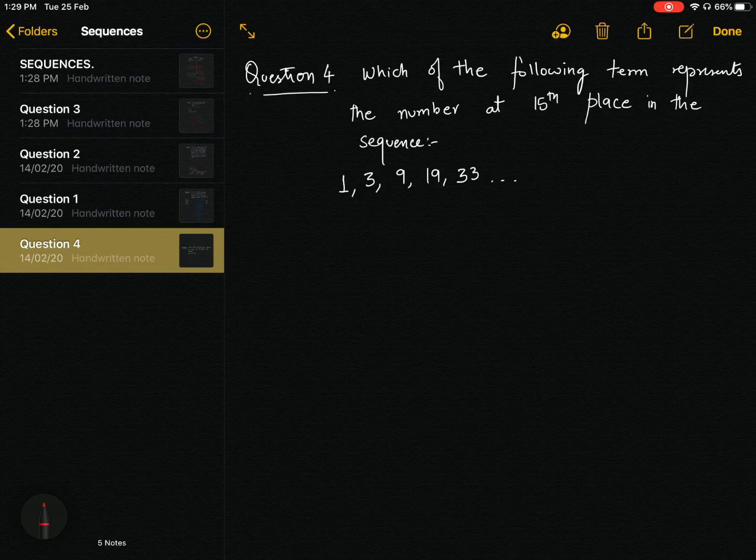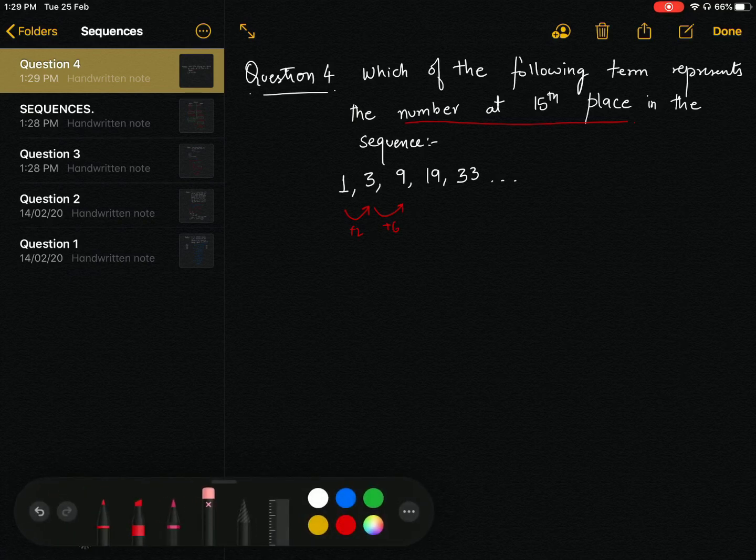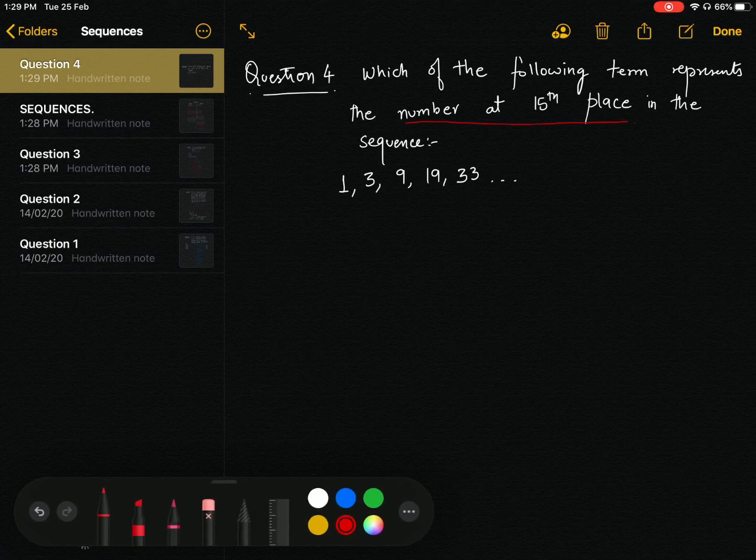I have a sequence and I have to find the term at 15th place here. So I'll have 1, 3, 9, 19, 33. Alright, let us see if I have a common difference. 1 to 3 there is a jump of 2. 3 to 9 there is a jump of 6 units. So clearly not a common difference. We'll abandon that idea.